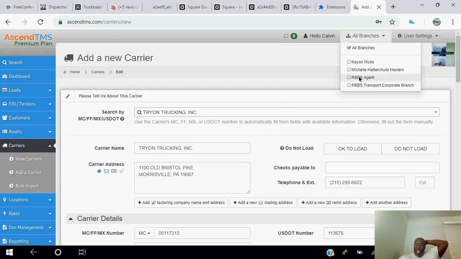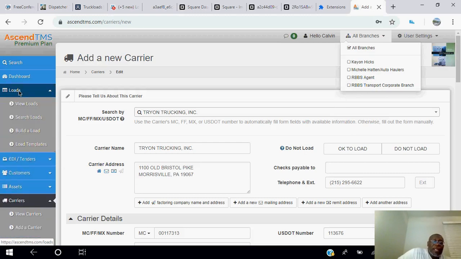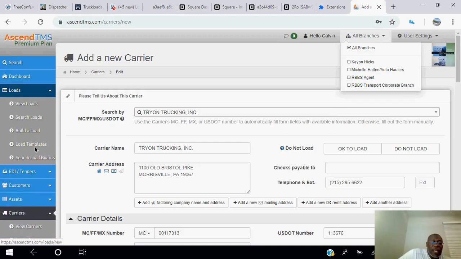And then you, as the account holder, can go in and check on all the stuff that they are doing. All the carriers, what type of loads they have, what loads have been found. You can search the loads, you can view loads, you can search the load boards, everything right from this account.